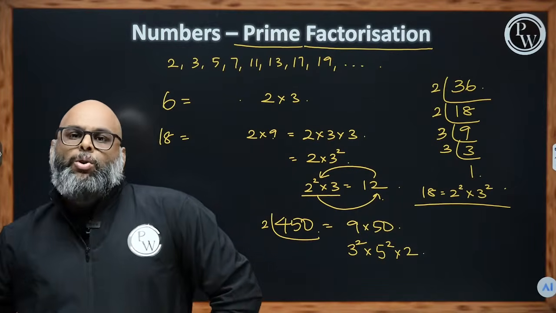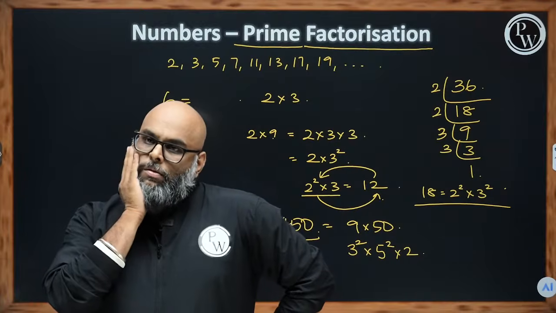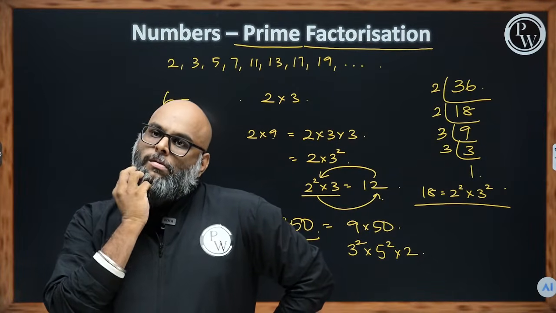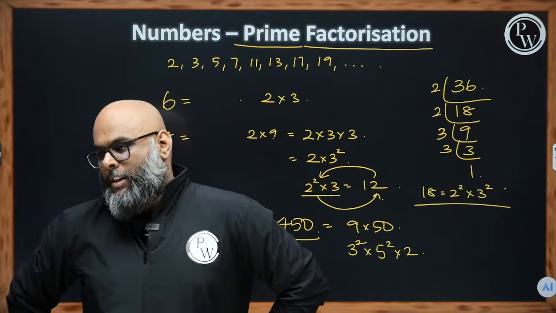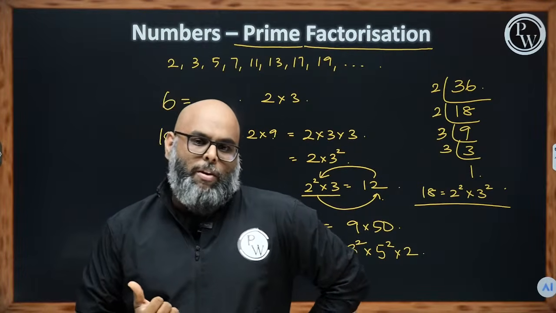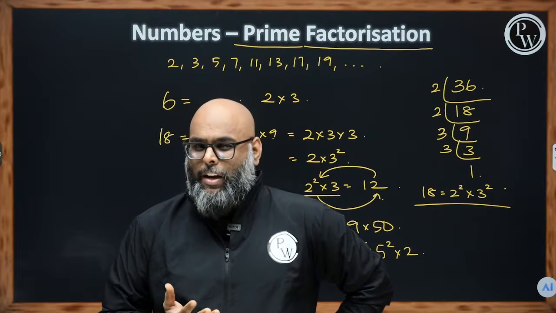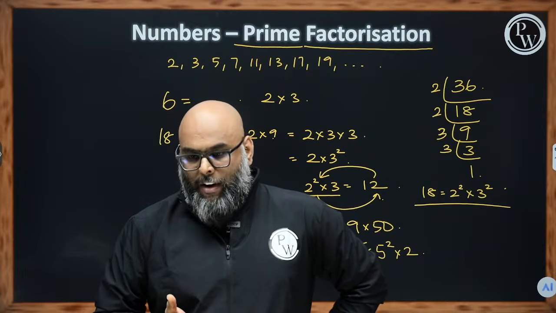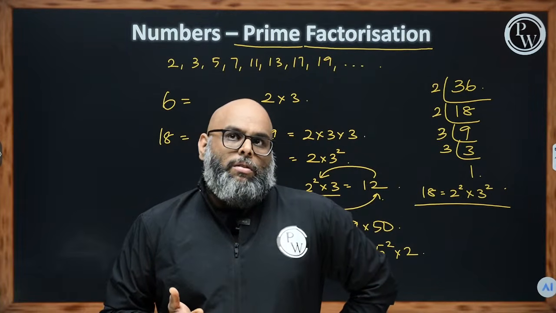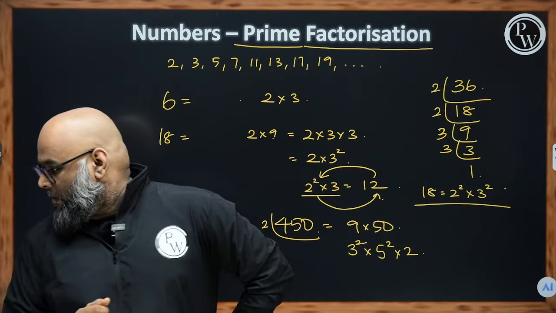I'm thinking about 115 to 127. 117 goes in 3, 119 goes in 7, 121 goes in 11, 123 3 again, 125 5. Yeah, I think I have one. 115 to 127.